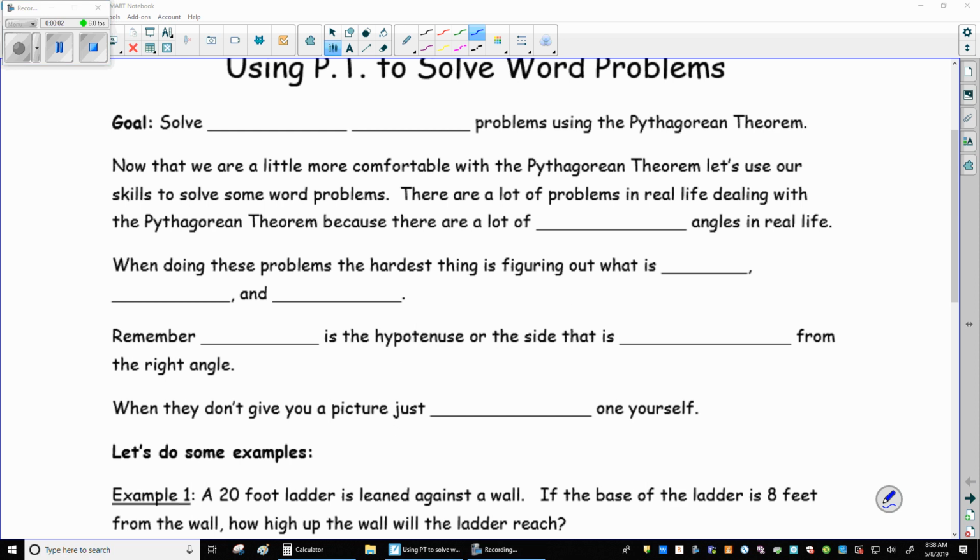Alright guys, so these are my notes on using the Pythagorean theorem to solve some word problems. And usually word problems are a little bit tough, but these ones really aren't. We're going to do some real world problems dealing with the Pythagorean theorem.